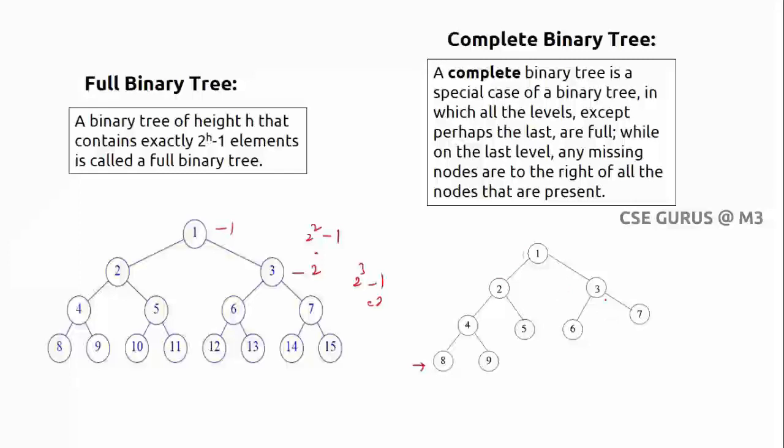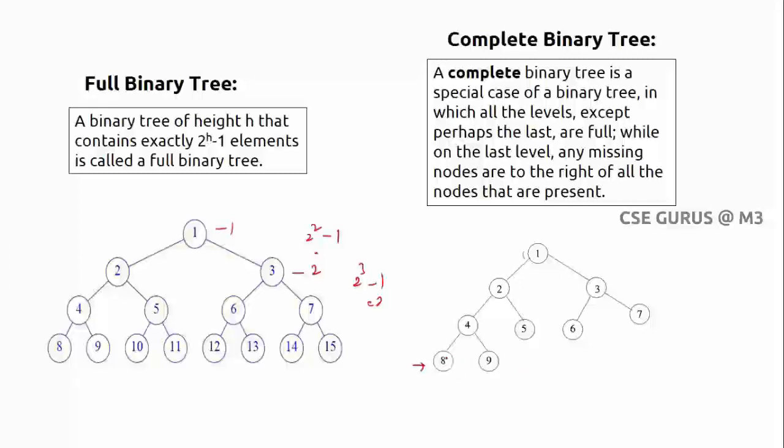You can see for this 2 children, for this 2 children, for this 2 children, here for this, of course, but the last level is empty. But there is also one more condition. You can see any missing nodes are to the right of all the nodes that are present. So if you have any missing nodes in the level, that must be at the right side. That means the last level must be filled from left to right.